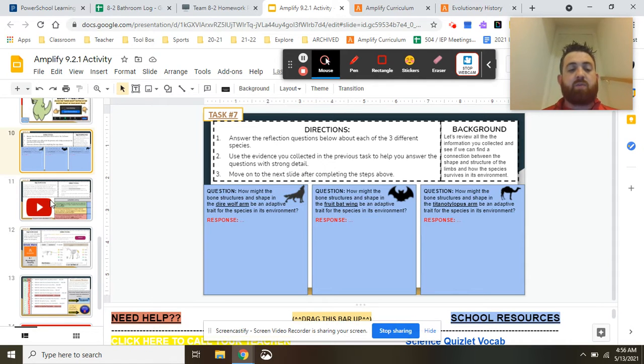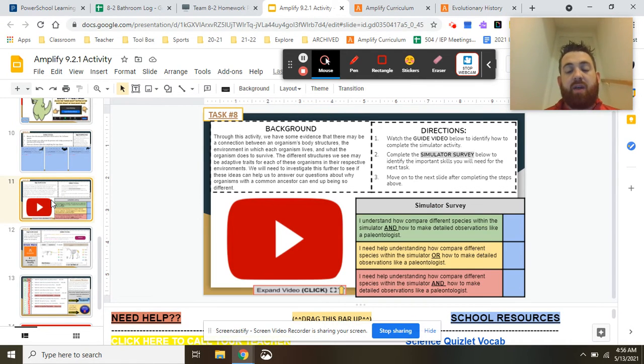And for this next task, we're going to be looking to do that same thing. We're going to be looking to explore and practice those same skills, but we're going to be doing that within the simulator. And when we dive into the simulator, we're going to be comparing different species within the simulator and making observations similar to how a paleontologist does to begin exploring and thinking about why some similar traits of these new species might have these differences and how the environment can help explain those differences. So let's take a look at what we're doing.